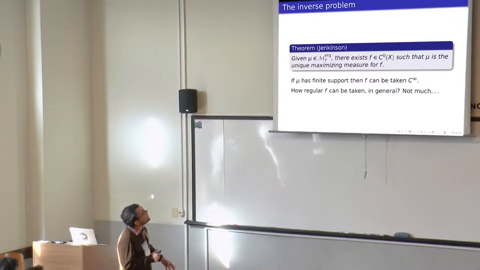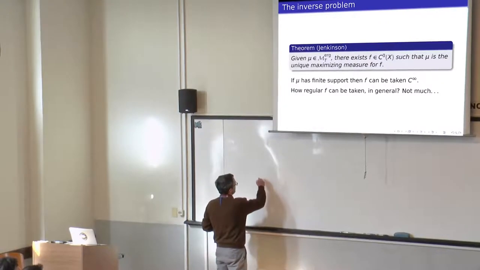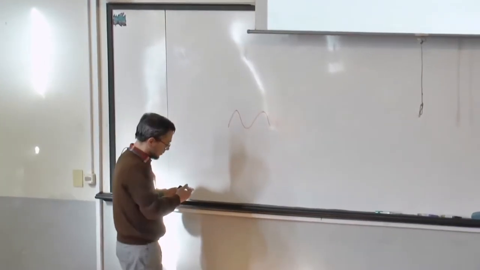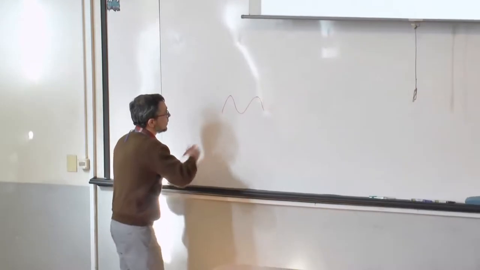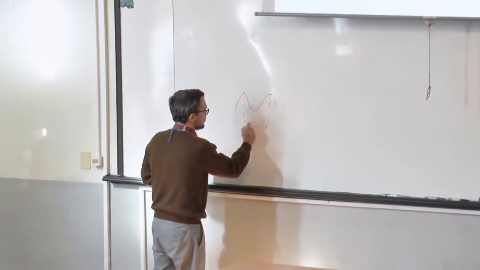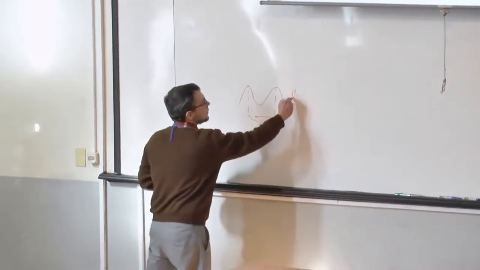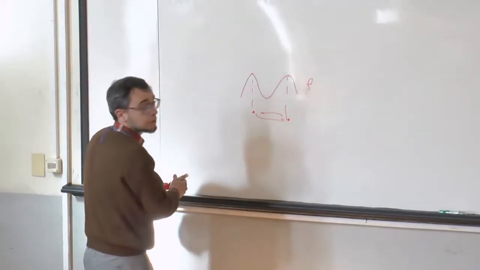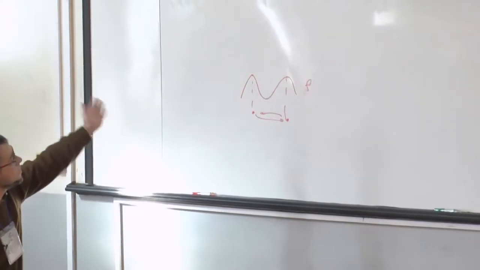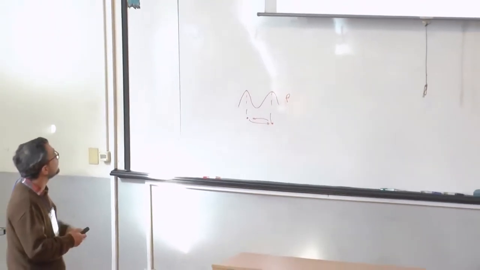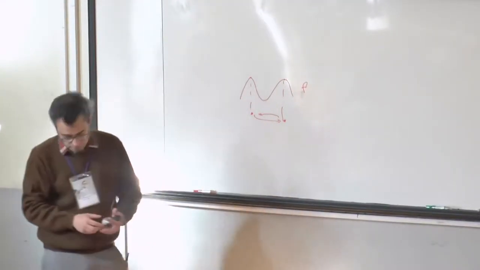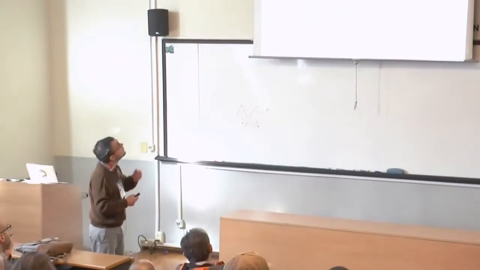Of course, if your measure is very simple, supported on a finite orbit, I can take something like that, right? If I have here a period 2 orbit, I can take a continuous function for which the unique maximizing measure is exactly the measure supported on this pair of points. And this can be made infinitely smooth, or whatever you want, right? But what if your measure here is something more complicated, like the Lebesgue measure? Then it's not so obvious what happens, right?